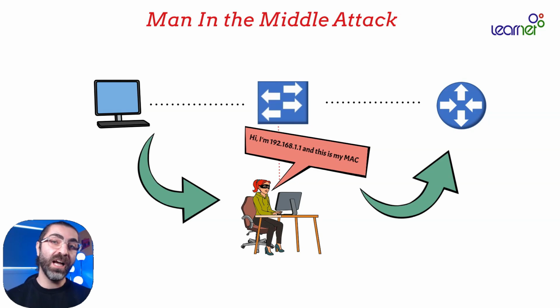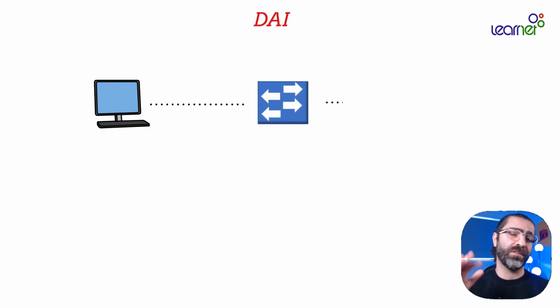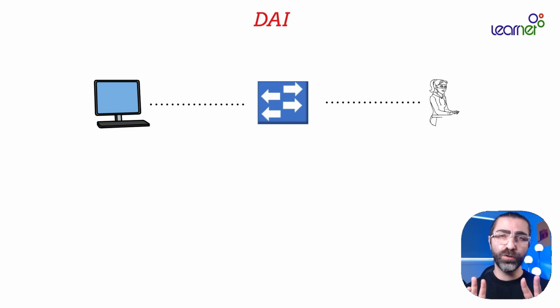Now let's see how DAI can help us prevent these types of attacks. Like DHCP snooping, when you configure DAI for a specific VLAN, all interfaces will be untrusted by default, unless, for example, for an interface or interfaces that are connected to upstream switches, you explicitly define them as trusted interfaces. And when you configure DAI, DAI will look into two things.